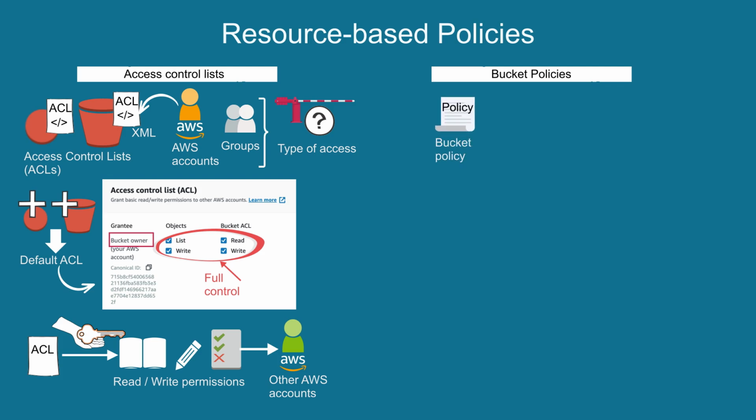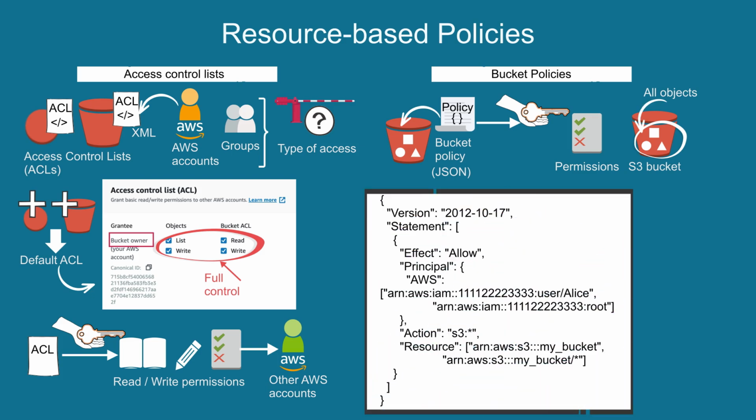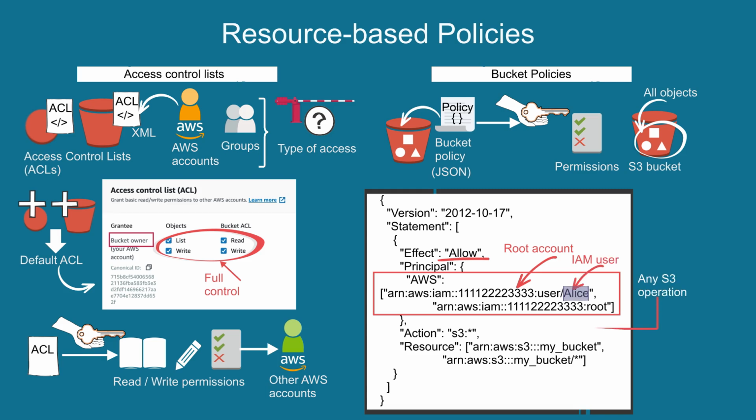Bucket policy, written in JSON, is attached to a S3 bucket. It provides access permissions to the S3 bucket and all objects in it. Here is an example of a S3 bucket policy. This S3 bucket policy allows the principal, the root account and the IAM user Alice under that account, to perform any S3 operation. The wildcard asterisk character after the S3 in the action statement indicates that all S3 operations are allowed.